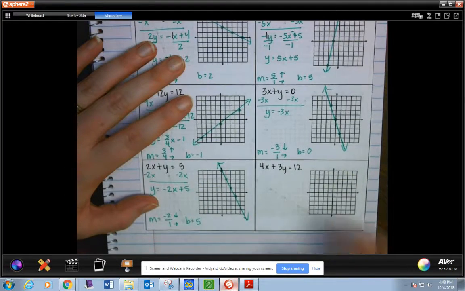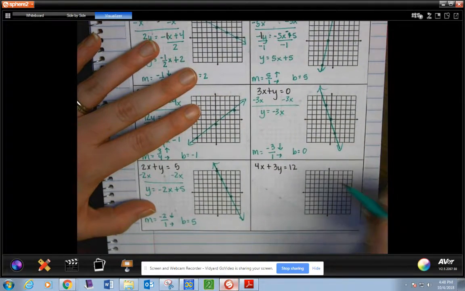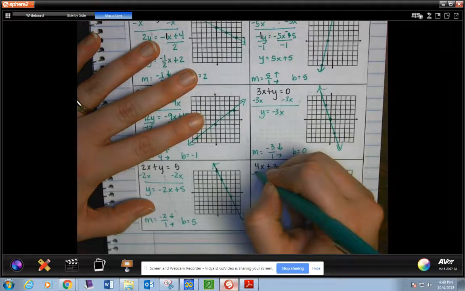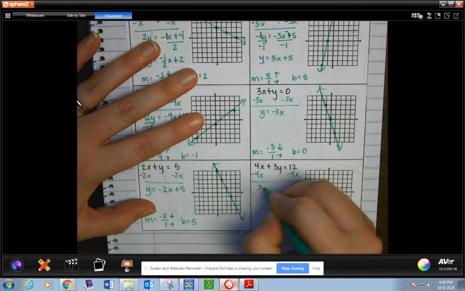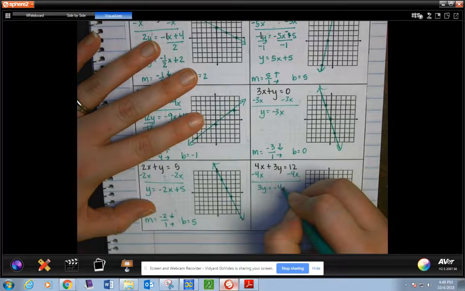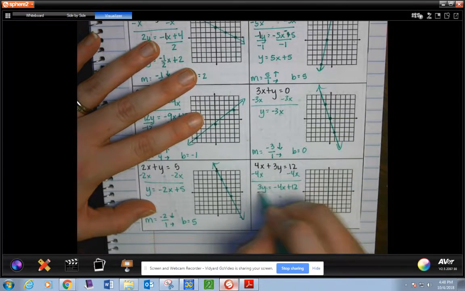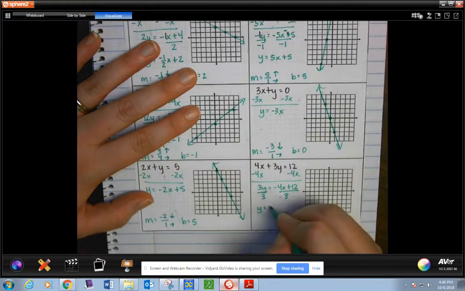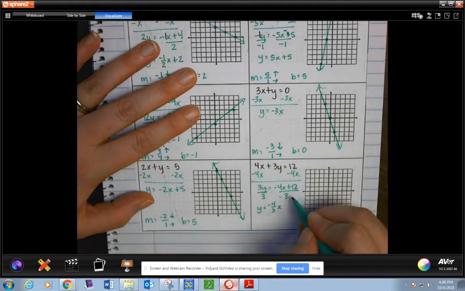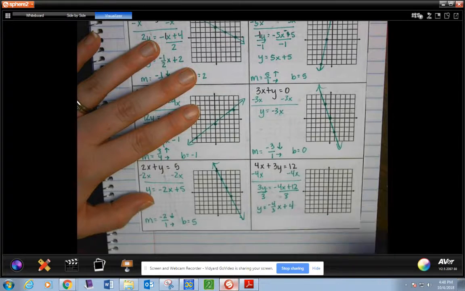Okay, last example for this style, we have 4x plus 3y equals 12. So I'm going to subtract 4x, move the x by changing the sign. That gives me 3y equals -4x plus 12. Now I must divide by the number in front of y, so I get y equals, you cannot do -4 divided by 3, so leave -4/3 x, but you can do 12 divided by 3, which gives you 4.